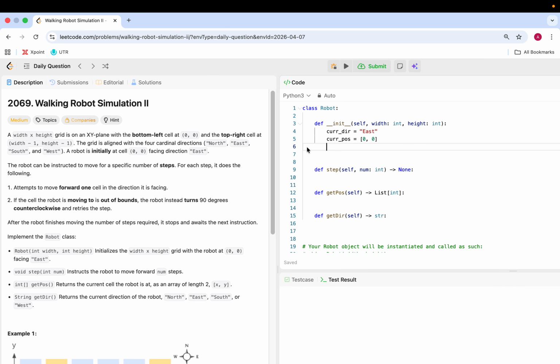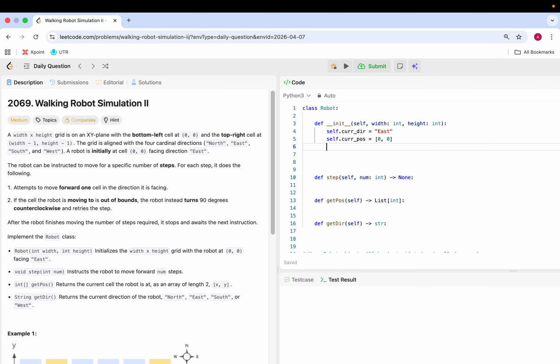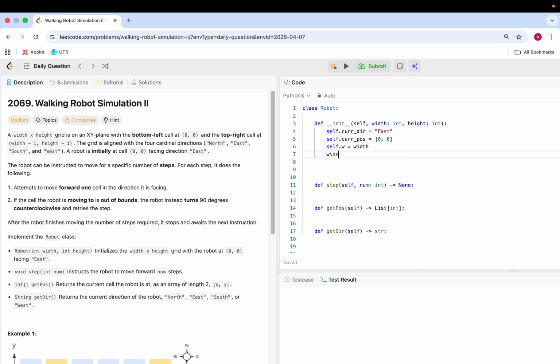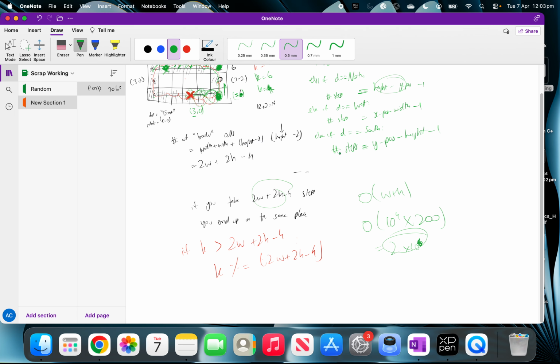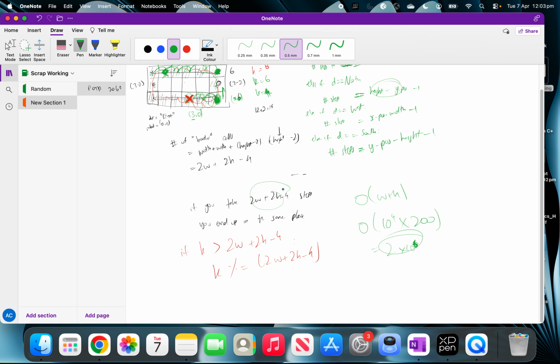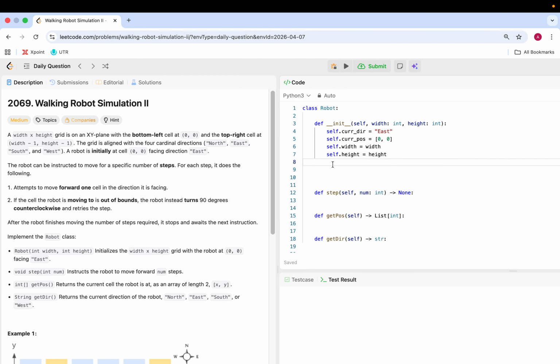Maybe I want to create, I should say self, shouldn't I? Self.w equals width, self.h equals height. Maybe I should just say, I don't know, I'm trying to be short, just use the whole word. Do I want to keep track of anything else? Did I say anything else? Maybe like an array to make flipping through the directions easier, like.